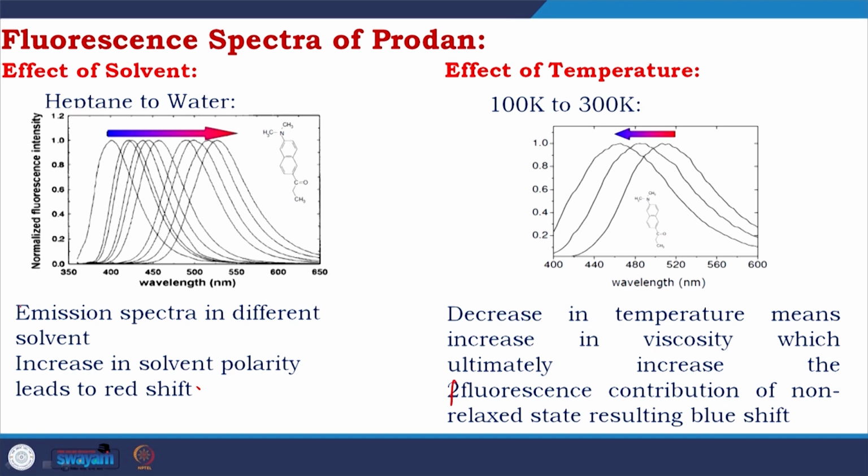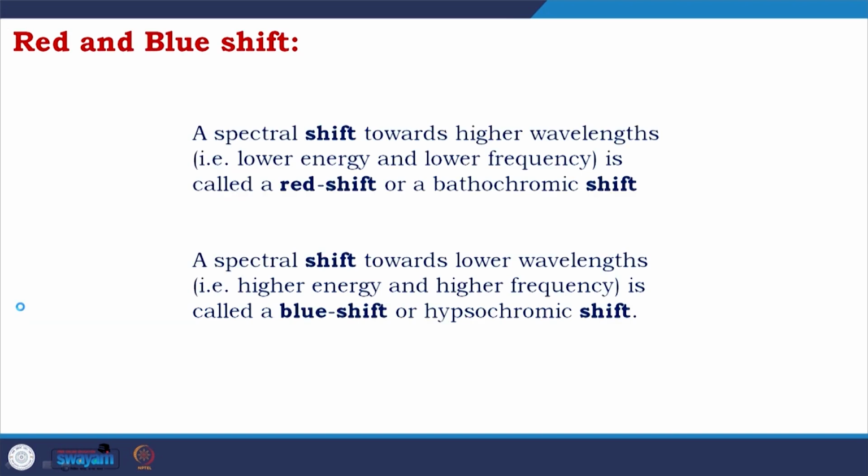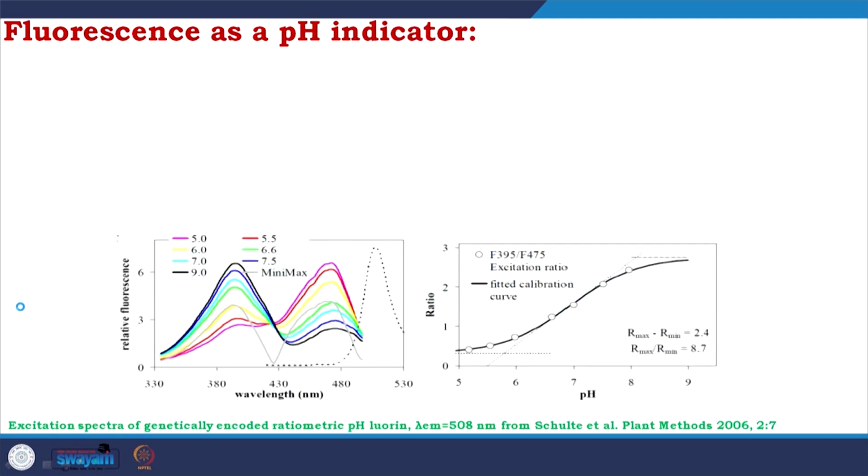Whereas, here when temperature is decreased, the opposite effect was observed, from the higher wavelength to lower wavelength, the emission spectra is shifted. So, that is called blue shift. So, a spectral shift towards lower wavelengths, which is higher energy and higher frequency, is called a blue shift or hypsochromic shift. Fluorescence could be used as a pH indicator.